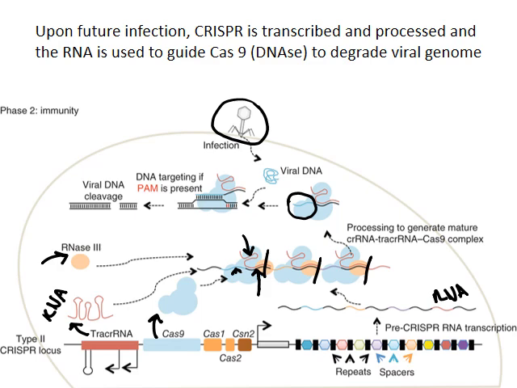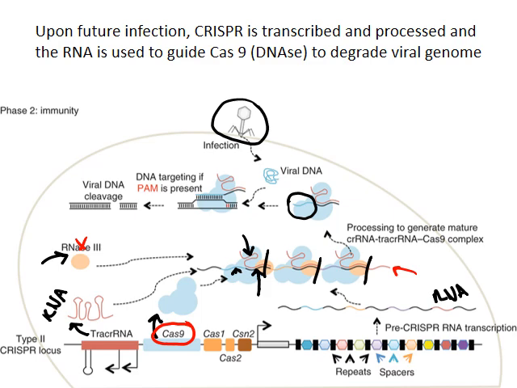So what would you need to insert into the eukaryotic cell in order to actually use this? As it turns out, you really don't need all that much. You need Cas9 because that forms this protein complex. You actually don't need RNase 3, because you don't necessarily need to insert this entire long RNA array.